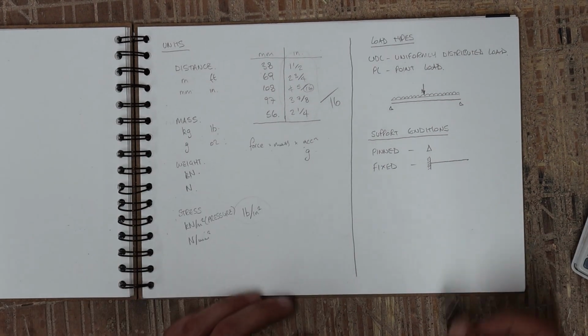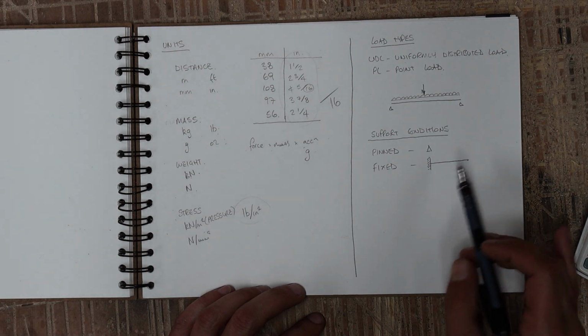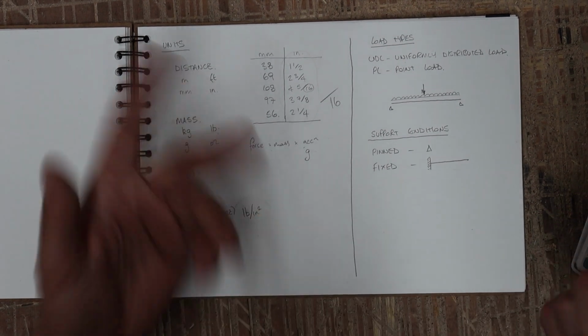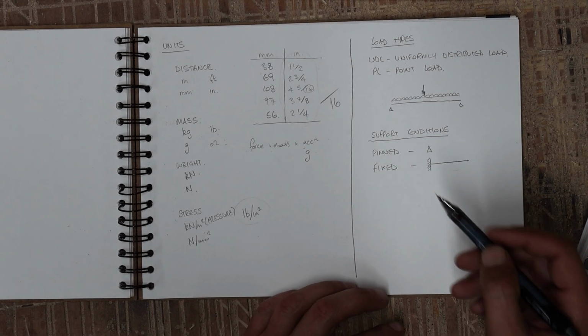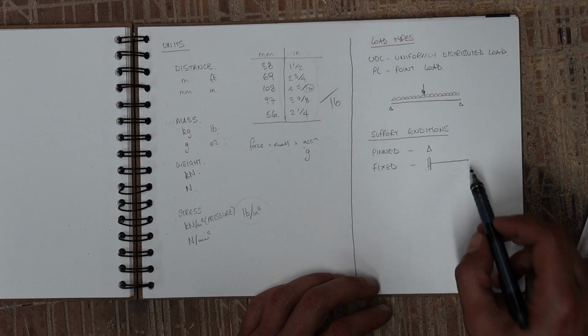So this situation that I've just drawn here, this is a cantilever. You've probably heard of a cantilever, you probably know what it is. From a technical perspective, a cantilever is a fixed support condition at one end and no support condition at the other.